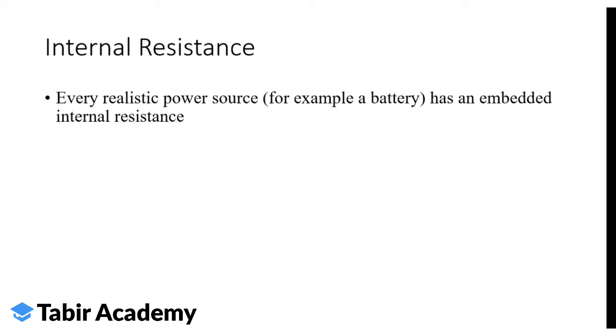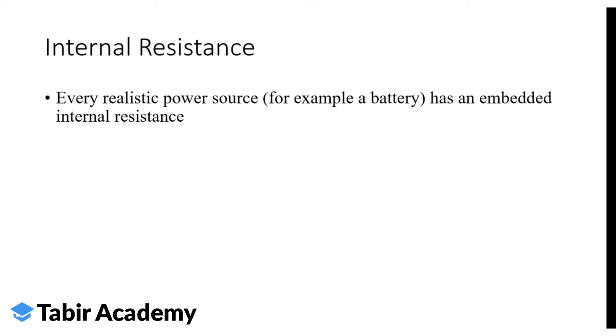So every realistic power source has an embedded internal resistance. Consider a battery, for example. A battery is made up of electrodes and some chemical material, because some chemical reaction takes place inside a battery, so that energy is produced that helps the flow of electrons throughout the circuit. So a battery is made up of electrodes of different materials and some chemical stuff that is put inside that battery.